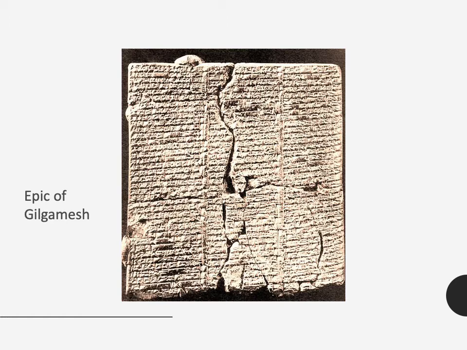The first novel that we have, the Epic of Gilgamesh, was written in the Sumerian writing system, cuneiform, and it was on 12 large steles that we have in the museum right now.